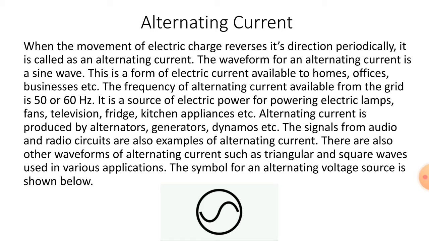Alternating current is produced by alternators, generators, dynamos, etc. The signals from audio and radio circuits are also examples of alternating current. There are also other waveforms of alternating current, such as triangular and square waves, used in various applications. The symbol for an alternating voltage source is shown below.